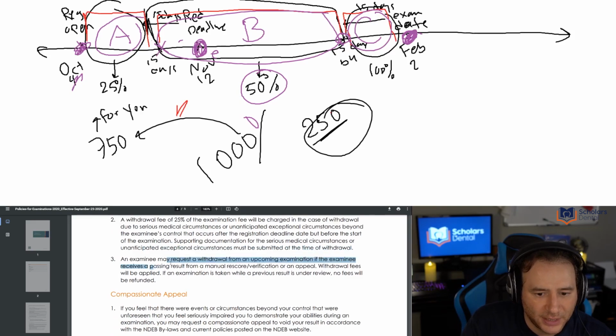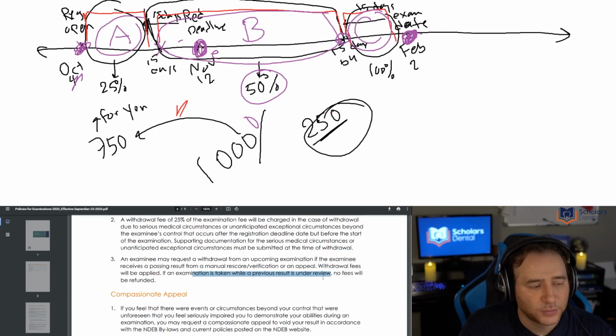An examinee may request a withdrawal from an upcoming examination if the examinee receives a passing result from a manual rescore, verification or an appeal. Withdrawal fees will be applied if an examination is taken while a previous result is under review. No fees will be refunded.